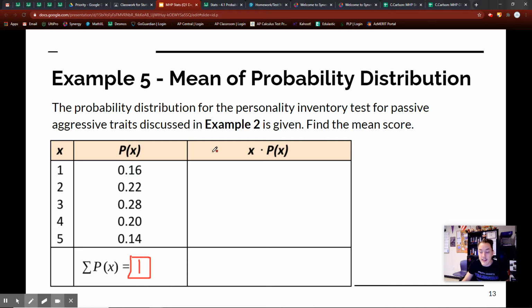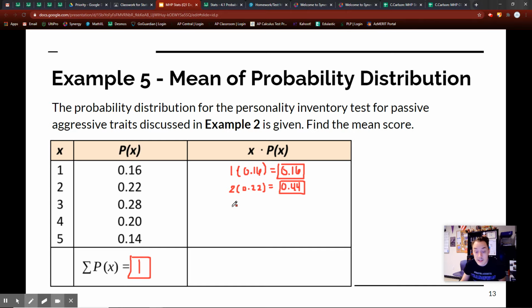So multiply them together. Now, again, this could be done on Desmos. So you can say 1 times 0.16. If you want to use parentheses, you can. What does this equal? Well, anything times 1 is itself. So now I'm going to take 2 times 0.22, because that's what it says. These are x's times the probability. So 2 times its corresponding probability, 0.22 equals, and this should be 0.44.